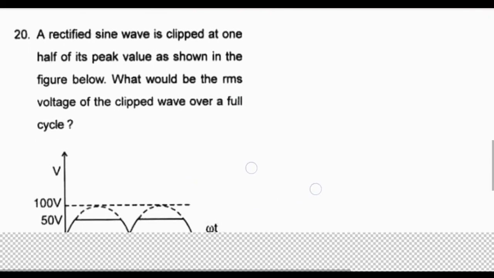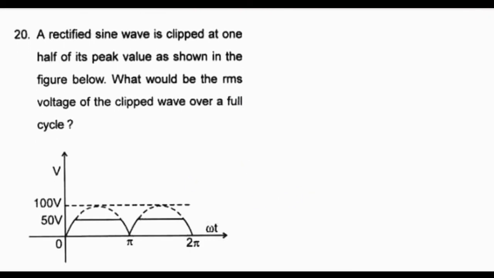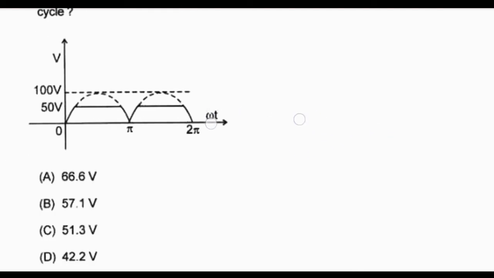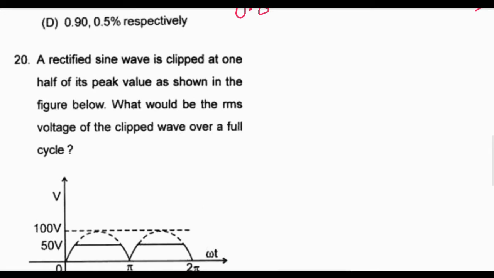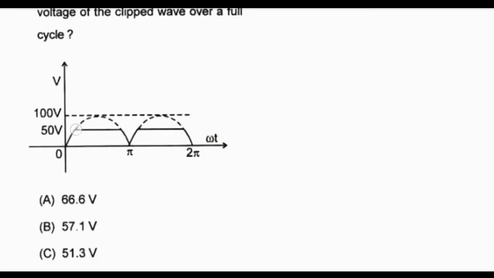Next question is, a rectified sine wave is clipped at 1/2 of its peak value as shown in the figure below. What would be the RMS value of the clipped wave over a full cycle? So for this one we have to use the conventional method, that is the integration. So here what will be the angle here? What will be the angle here? We have to first find out what is the angle here and here.